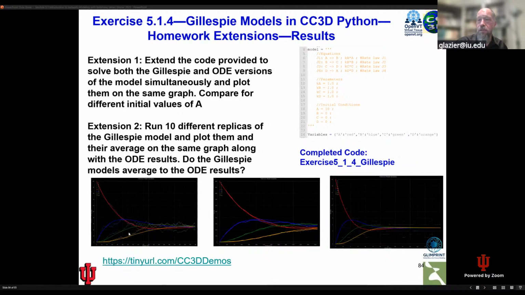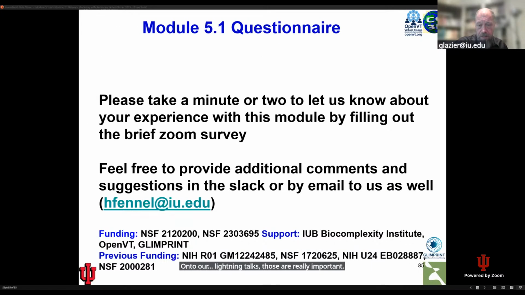So this was different initial conditions, looking at the convergence. Here, if I had initially 10 molecules, they're very different. With 100 molecules, they're a little bit different. With 1,000 molecules, they're almost identical.